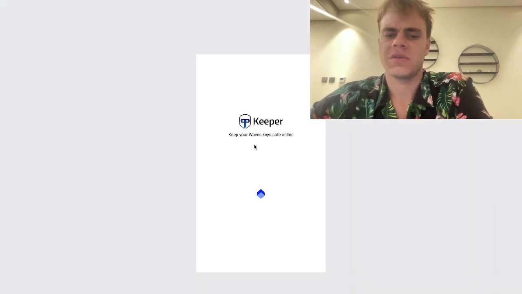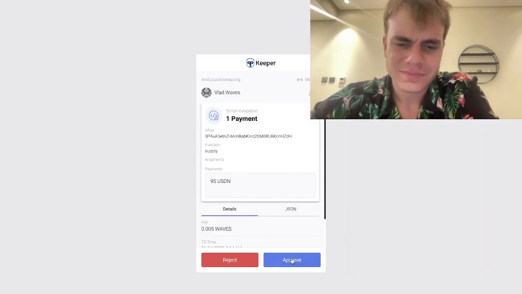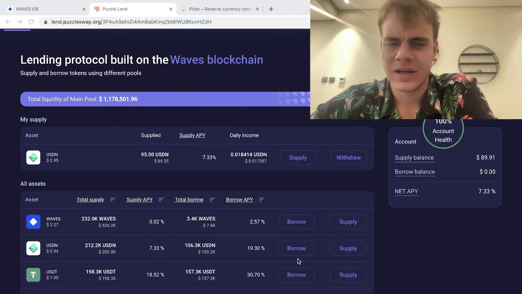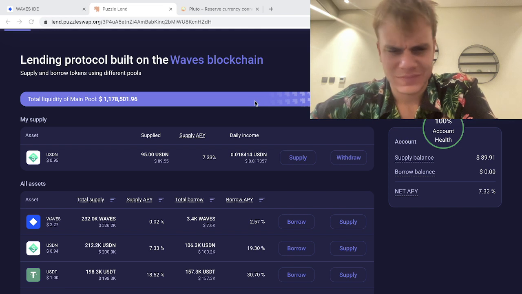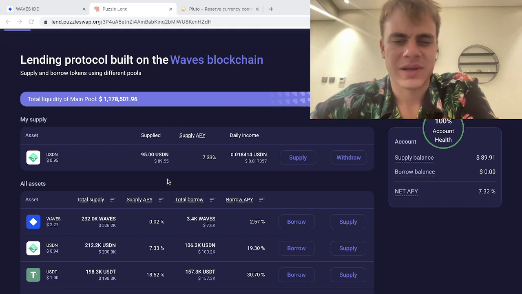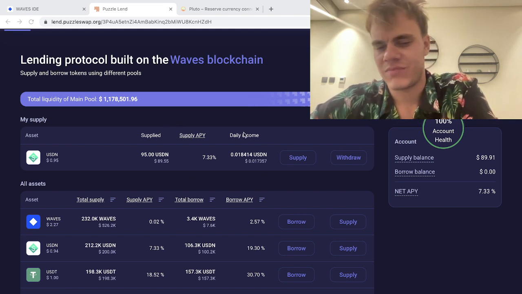Okay, let's now supply, and here goes the transaction which goes directly to the blockchain. Approve. Okay, my money was supplied. And yeah, I see it here. I see supply APY and daily income, everything.